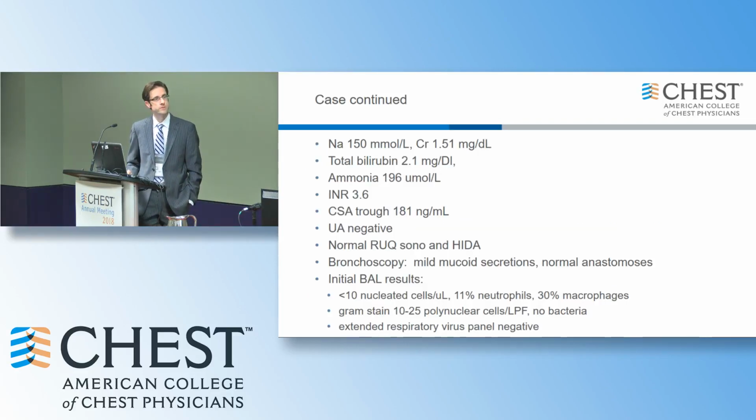So our case continues, some initial laboratory analysis around the time of his obtundation. Sodium, not perfect. Creatinine, also not perfect, but getting better. Bilirubin was 2. Ammonia, 196. INR, 3.6. Cyclosporin trough was 181. Urinalysis negative. Right upper quadrant sono and HIDA scans were obtained, and they were unremarkable. Bronchoscopy performed showed some secretions. Anastomoses looked normal. BAL results showed some neutrophils, some macrophages, some polys. No bacteria, and a viral panel off the BAL fluid was negative.